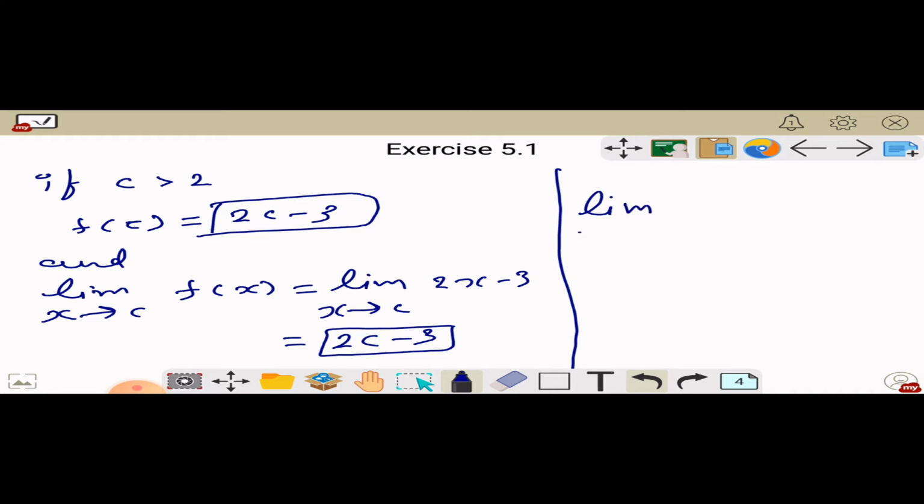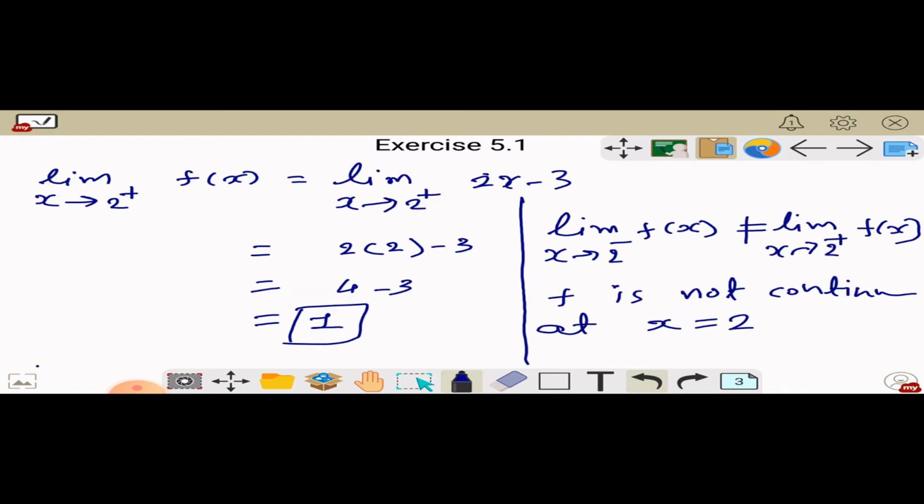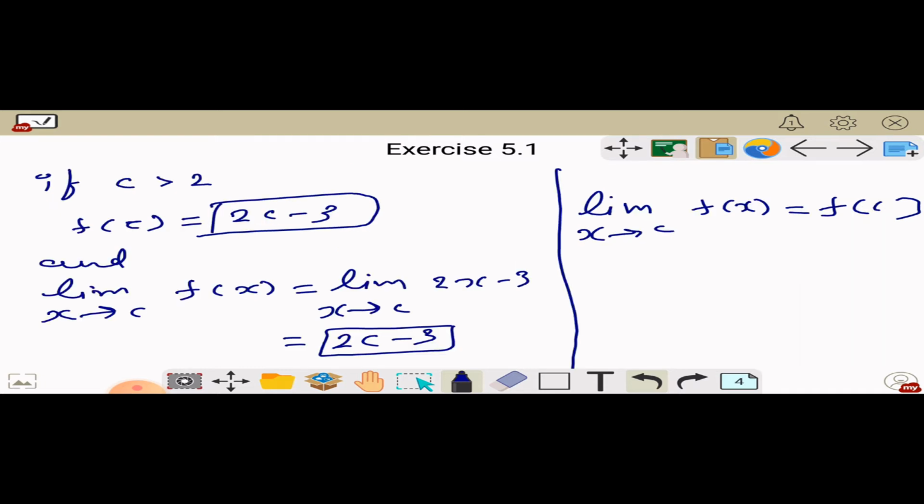So here also our function is continuous because limit x tends to c f of x is equal to f of c for all the points which are greater than 2. So our function is continuous at all the points which are less than 2. Our function is continuous at all the points which are greater than 2, but our function is not continuous at x equal to 2. So we can say that x equal to 2 is the point of discontinuity for this function.